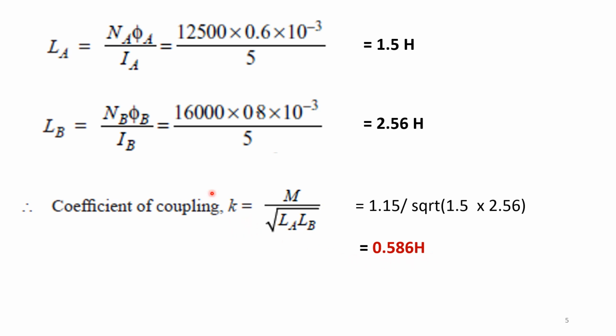Here, the coefficient of coupling we can see, which is mutual inductance between the coils, is maximum when K is 1. That is M is equal to K into square root of LA LB. In that formula, mutual inductance between the coils is maximum when K is 1. In the case where flux of one coil does not link with the other coil, K is 0, and K is 0 means mutual inductance is 0. That's the inference of the coefficient of coupling. In this given data, we have calculated the K value as 0.586.